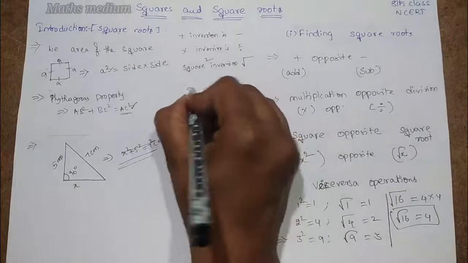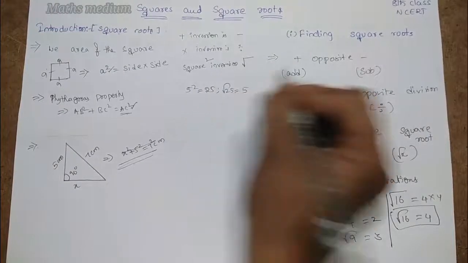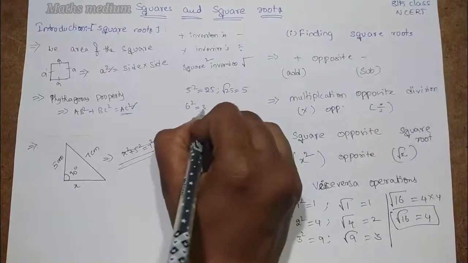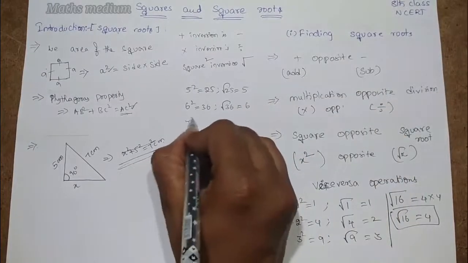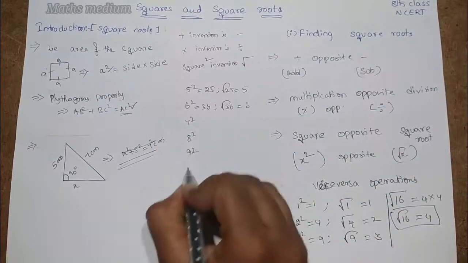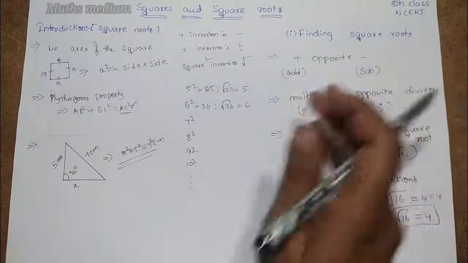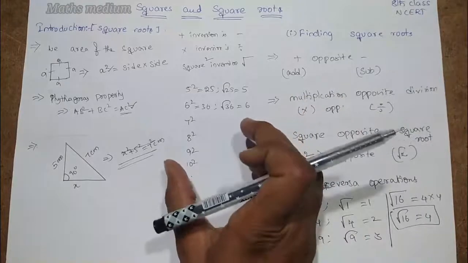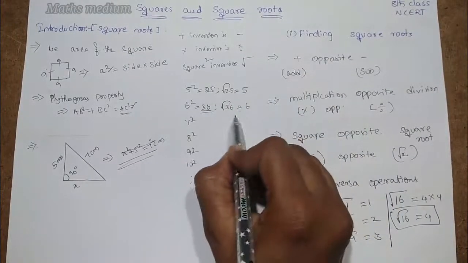Therefore, 5 square is equal to 25 and root over 25 is equal to 5, right? 6 square is 36. Here root over 36 is equal to 6, right? Similarly, 7 square, 8 square, 9 square, 10 square, etc. These are the ways of finding square roots in a basic form. If you are given any small value, we can find it easily in this way.